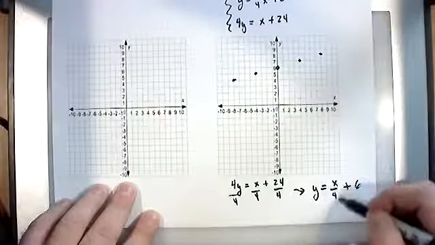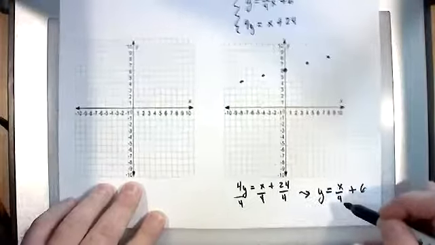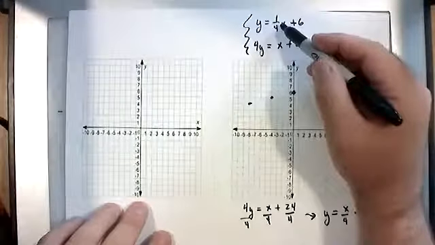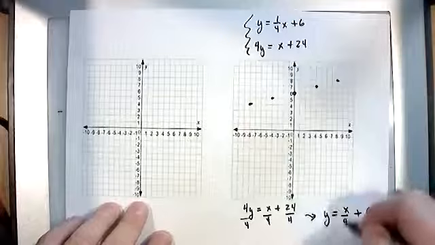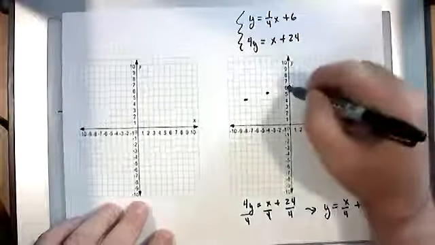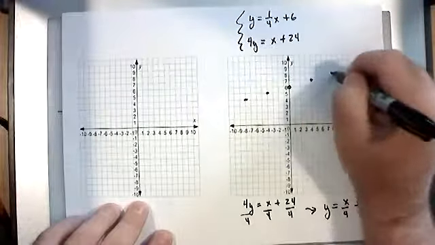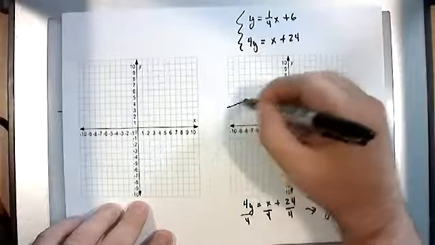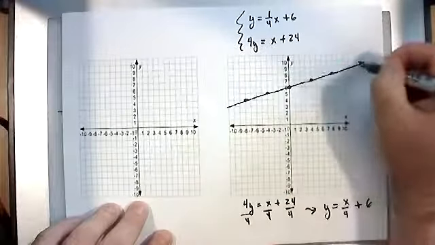Well, x over 4, though, what's that slope mean? Well, isn't that the same as 1/4, right? 1/4 and x over 4 mean the same thing. So this line's going to go up 1/4, up 1/4. So what we have here is the same line.